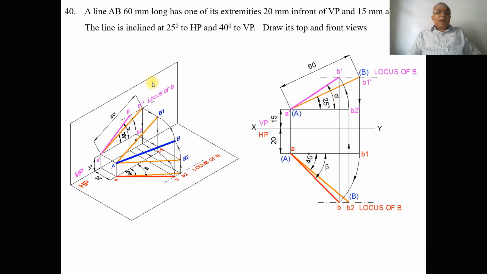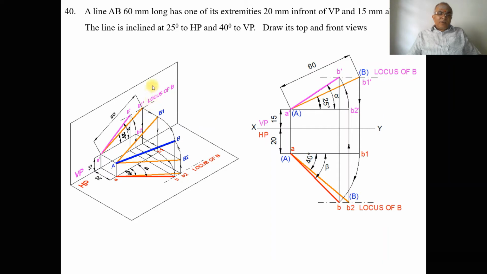Why? Because the line is parallel to VP: A is in front of VP by 20 mm, therefore B1 is also in front of VP by 20 mm. So now the line is parallel to VP. Since the line is parallel to VP, we get the true length in VP, which is A dash B1 dash. Once you get B1 dash in the front view, you know that the front view of point B, B dash, should lie on this particular line. So we call this the locus of B in the front view.